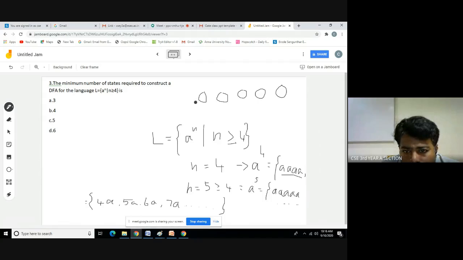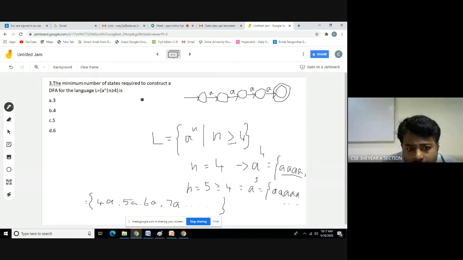This is my start state. I want to read the input symbol a, followed by a, then followed by a, then followed by a. This is my accepting state, which I indicate with a double circle.